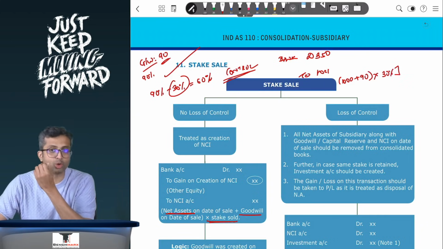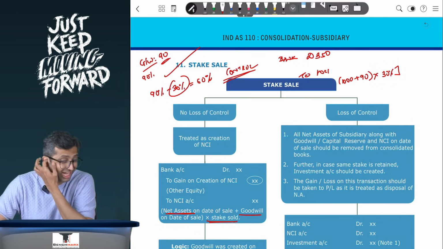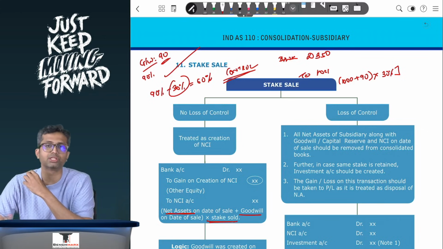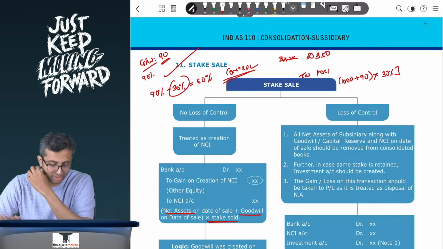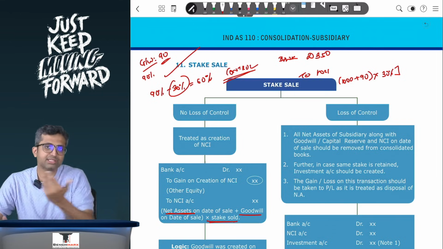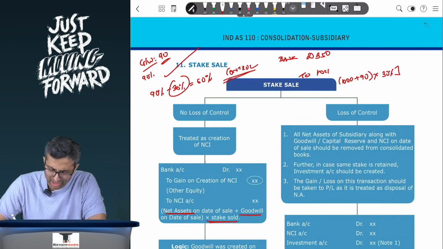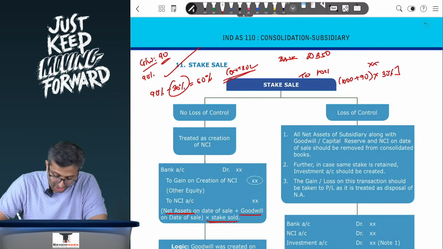yes, but 1000 was 100% of the assets. 90 rupees is for 90% of the goodwill. So if 90 is for 90%, then for 30% it will be how much? That is the more accurate way that you should be doing. But Institute has done it in a direct, simplified manner, in which case, if I go to see, this will be your NCI.